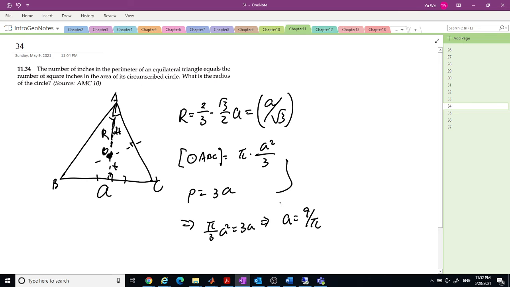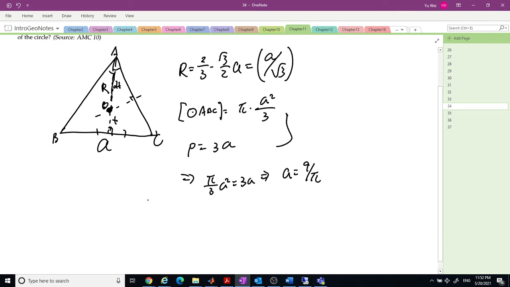Now if a equals 9 over pi, the radius will be a over root 3, so it's 3 root 3 over pi.